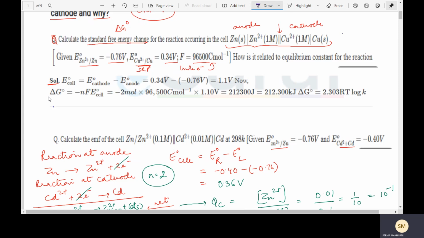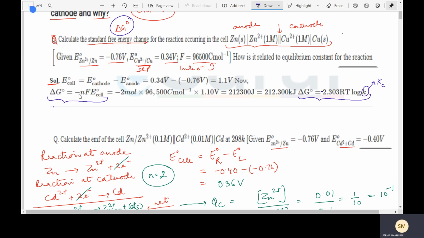You should understand these two things. Now as you can see, delta G is given by minus nFE naught. Also delta G is related to equilibrium constant by the formula delta G naught is equal to minus 2.303 RT log Kc. It has a negative sign also. And this K is representing your equilibrium constant Kc or Kp, whatever is given in the question. Fine. Now in this case, you need to first of all find out the delta G का value.